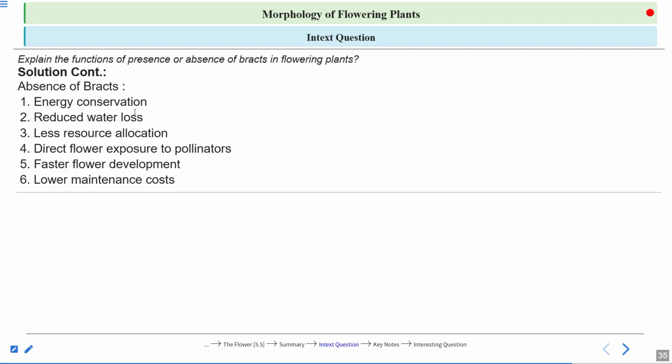Absence of bracts: energy conservation. If they do not have bracts, then energy can be conserved, water loss is reduced, there is less resource allocation, direct flower exposure to the pollinators, faster flower development and lower maintenance cost.